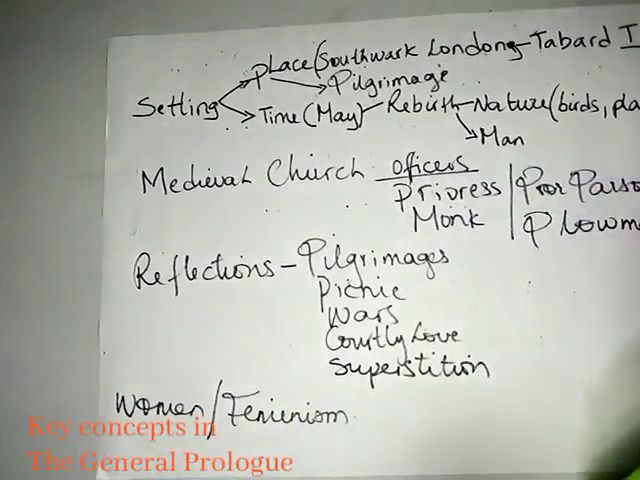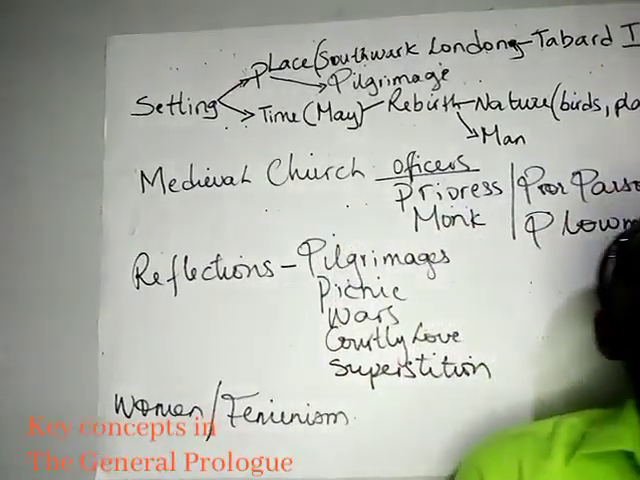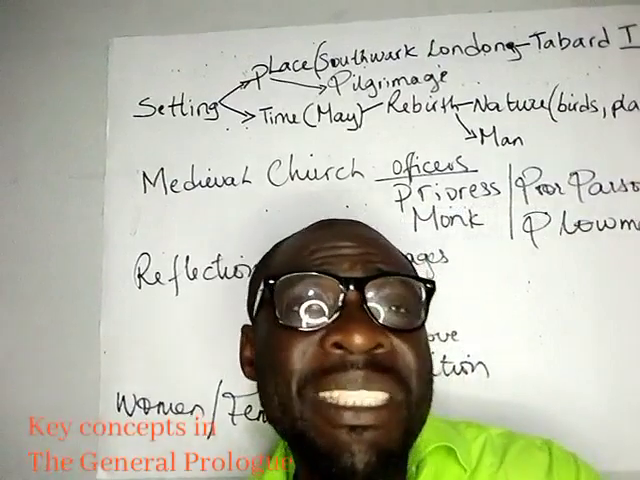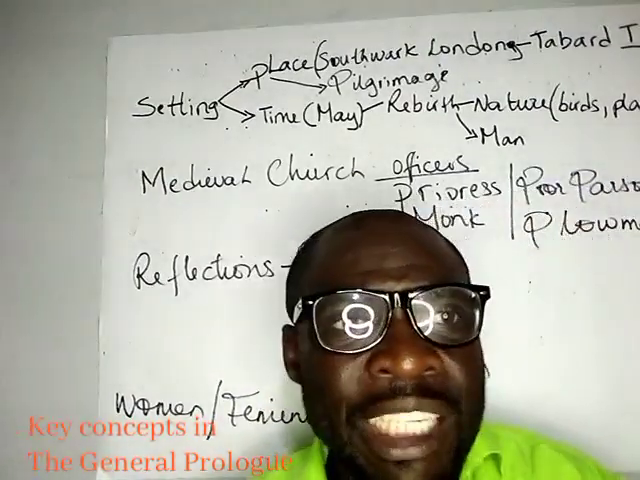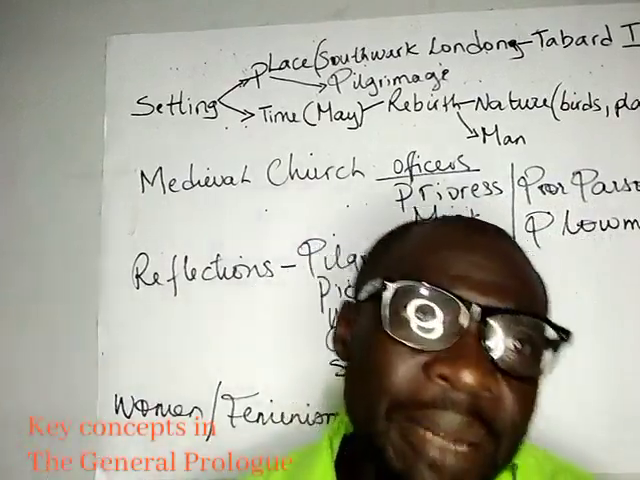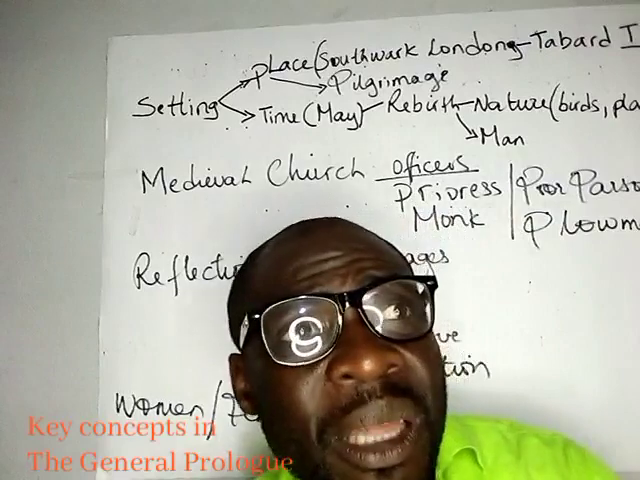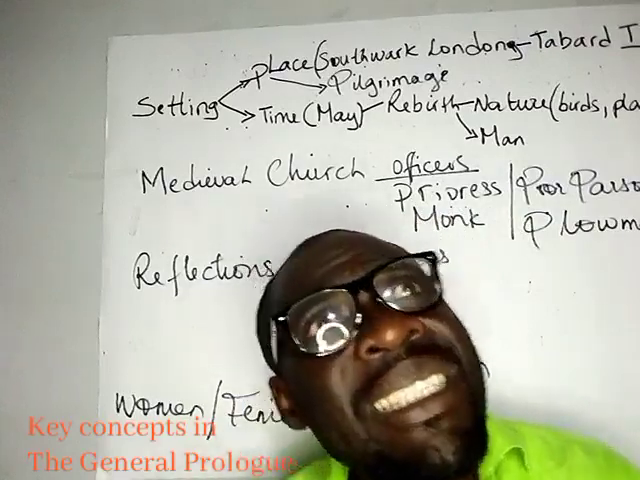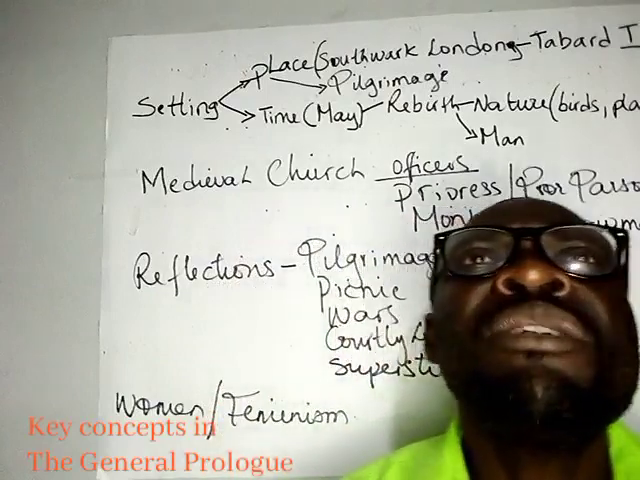Now, take note that in literature, setting has traditionally been defined as space, geographical space, and time. Now, geographical space has to do with the physical location where you see action rolling. Now, time has to do with the season. It could be the hour, the period of the day. Is it morning, afternoon, evening? Is it in the night? Is it in the 19th century? Is it during winter? Is it during summer, autumn?